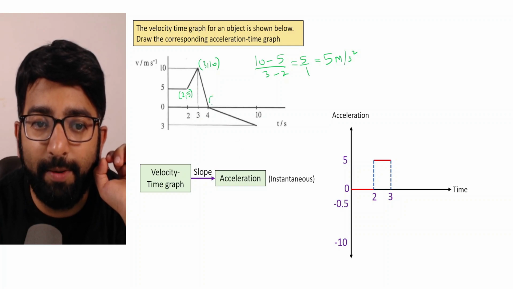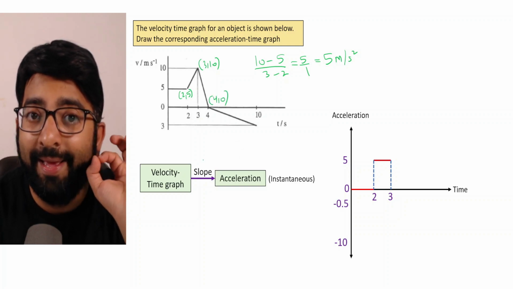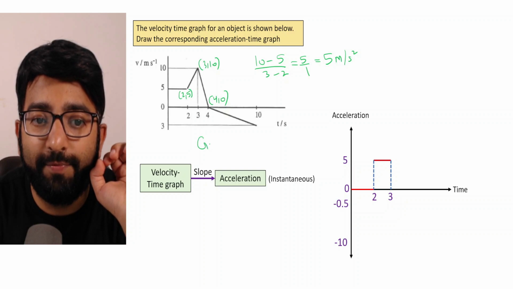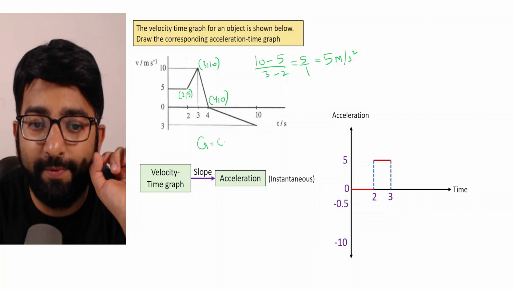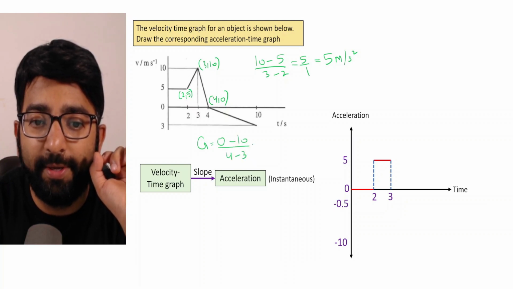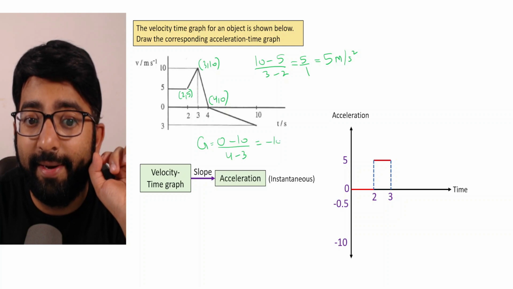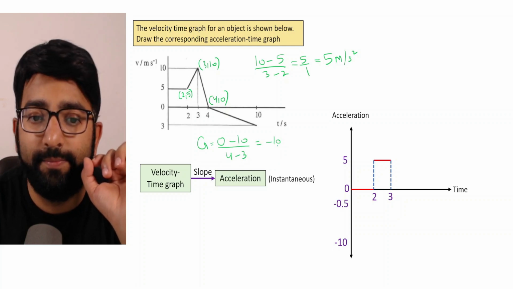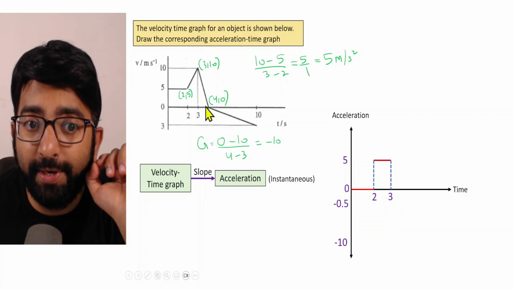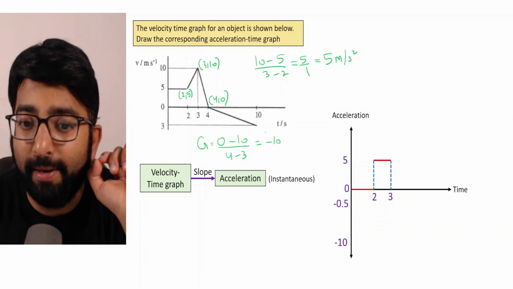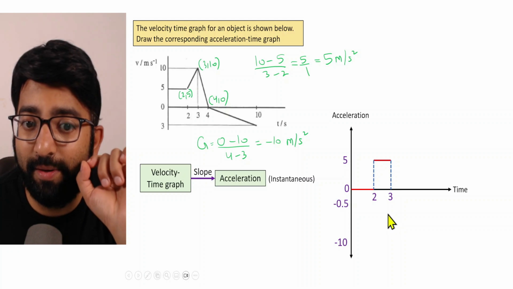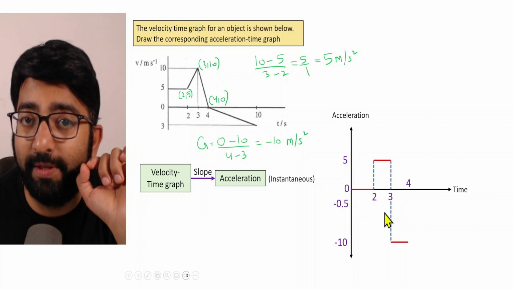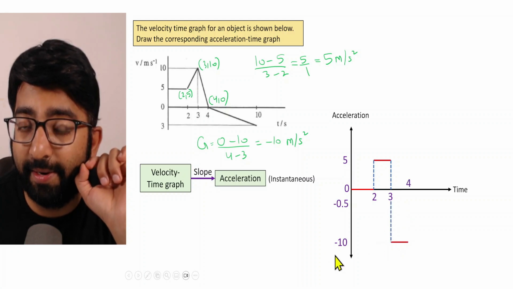So, first of all, let me label this point 4, 0. Let's try to figure out the gradient of the line, y2 minus y1 divided by x2 minus x1. So, we'll write 0 minus 10 divided by 4 minus 3, which if you solve, we'll get negative 10 as the answer. Hence, the value of acceleration from 3 to 4 seconds is minus 10 meters per second square. Let us depict that in the graph. So, from 3 to 4 seconds, the value of acceleration is negative 10.